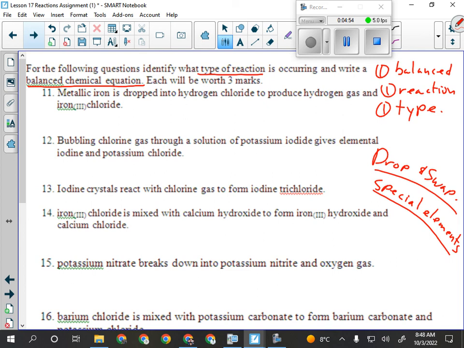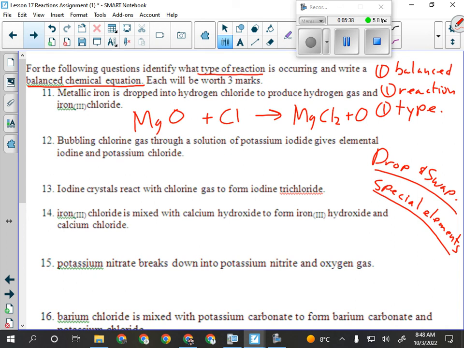Special elements. Okay? Here's what can happen in a reaction where there's a special element and you forget it. Okay, so let's just say I pick... okay, if I forget that chlorine is special, and I go... how many marks am I going to lose? Two out of three. You probably still get the type right, okay? But you're going to lose 2 out of the 3 marks because this is wrong.